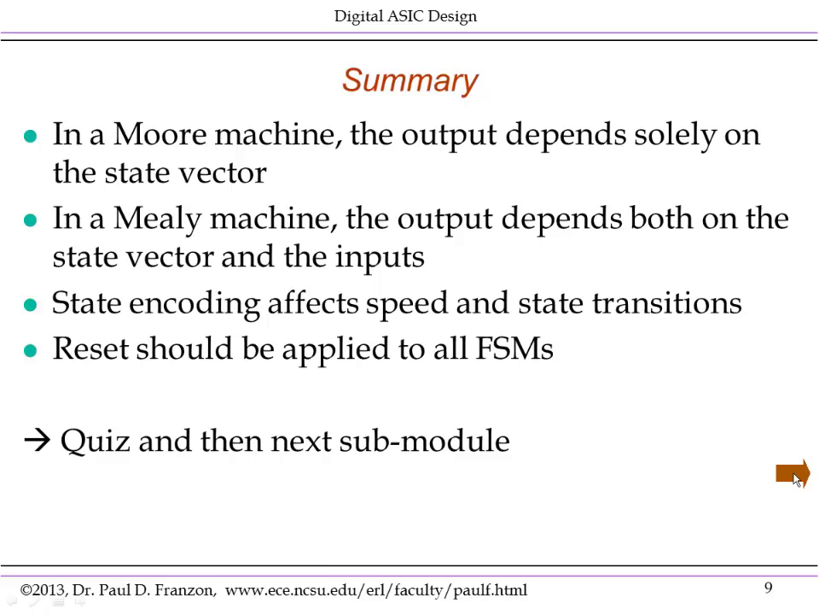The state encoding does have a big impact on the speed of the state and the state transitions. You'll tend to either use minimally encoded vectors, that is n bits encoding 2 to the n states, or 1-hot encoding in which only one flip-flop is high for each possible state. And of course, reset should be applied to all the finite state machines in your design.